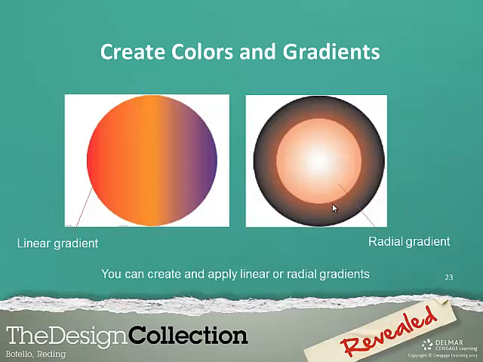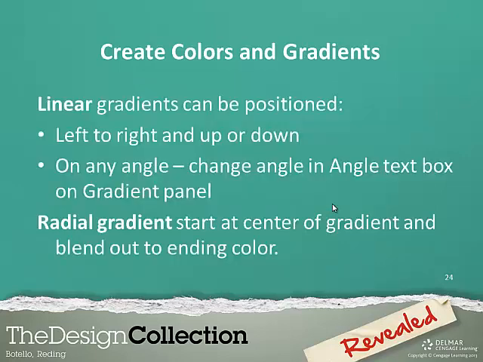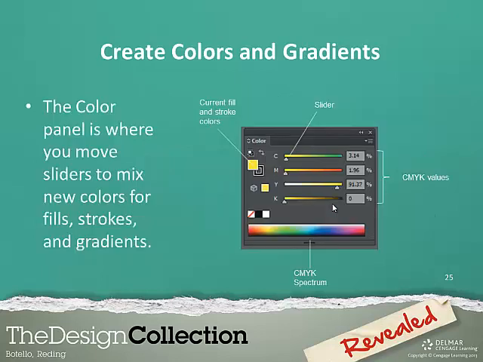This shows a linear and a radial, examples of each. Linear gradients can be positioned left to right and up or down. On an angle, you can change the angle in the angle text box on your gradient panel. Radial gradients start at the center of the gradient and blend out to the ending color. And then there in the color panel is where you move your sliders to mix new colors for fills, strokes, and gradients.